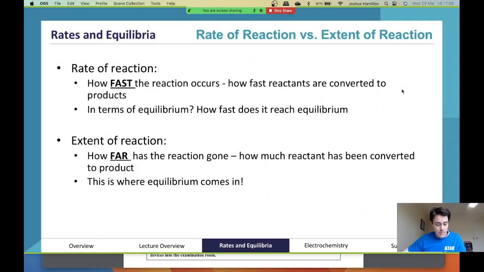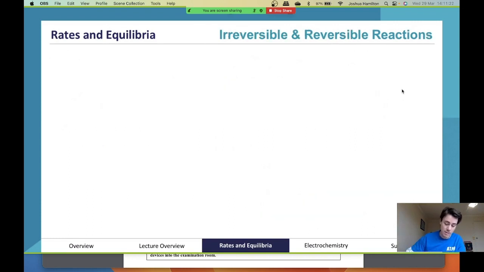So, moving on. Rate of reaction. So rate of reaction is how fast. Now we're going to go into extent. So extent is where we look at equilibrium and how far a reaction goes. What do we get as our product? How much reactant we have left, etc. So don't mix these two up.